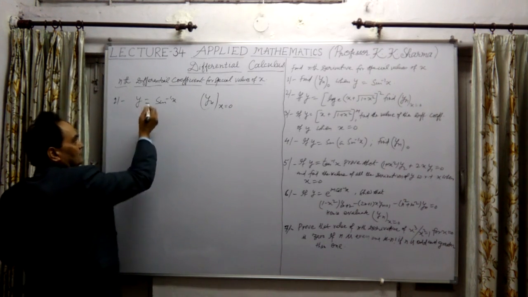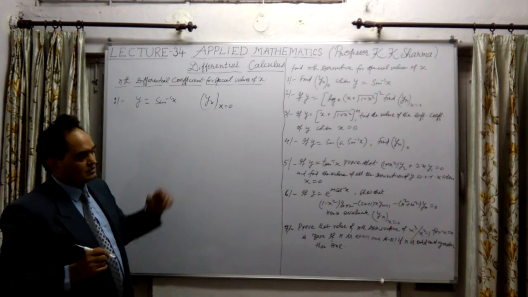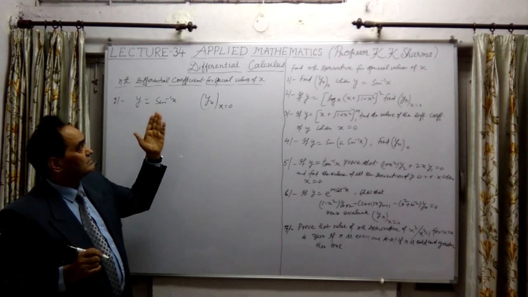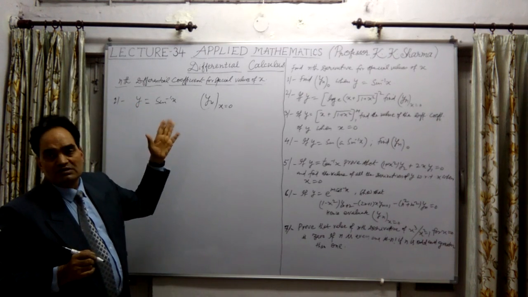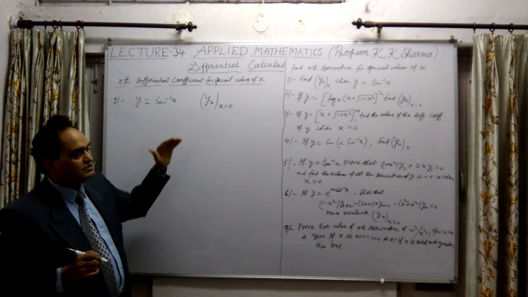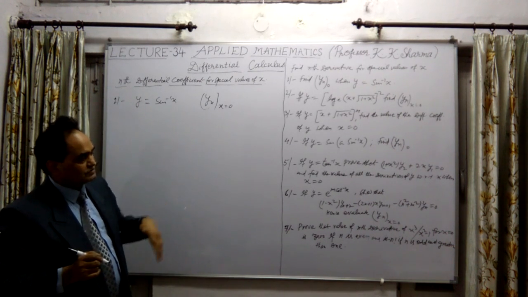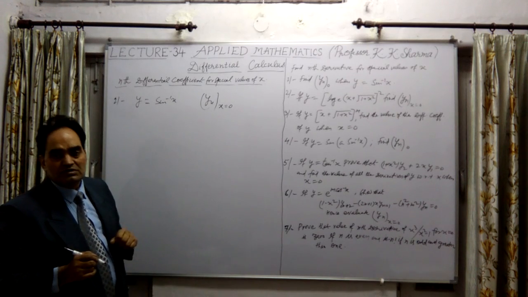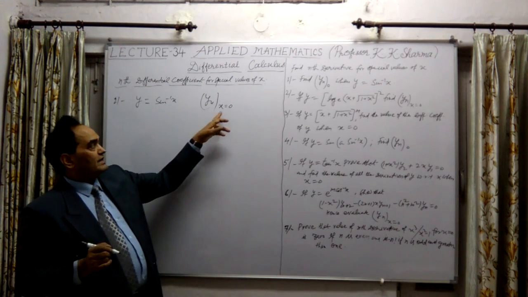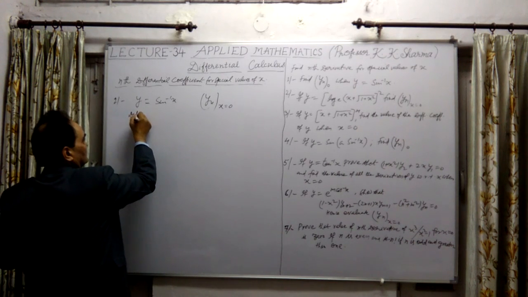So let me solve it one by one, applying the Leibniz theorem here again, as I have explained in the 33rd lecture, what the Leibniz theorem is and how the questions are solved. Similarly, we will apply the Leibniz theorem here also to find the nth derivative of this function, and after that we will find the nth derivative at x equal to 0. So let me differentiate this function.